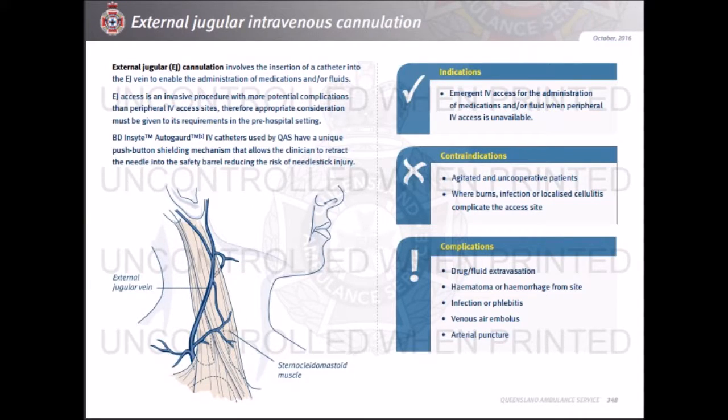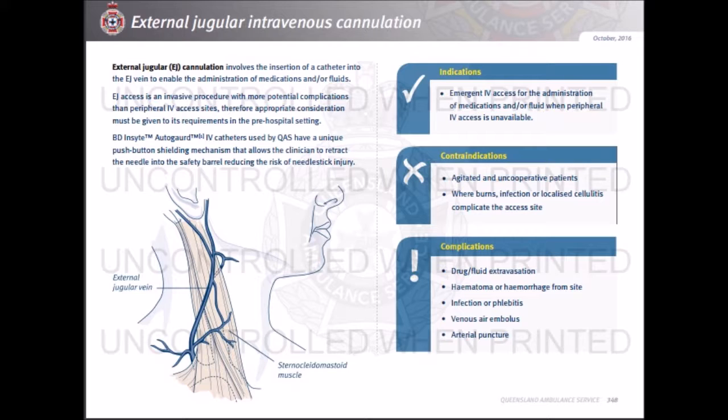According to the Queensland Ambulance Service Clinical Practice Manual, the indications for external jugular intravenous cannulation include the emergent IV access for the administration of medications and/or fluid when other peripheral IV access is unavailable. It's contraindicated in agitated and uncooperative patients, or where burns, infection or localized cellulitis complicate the access site.